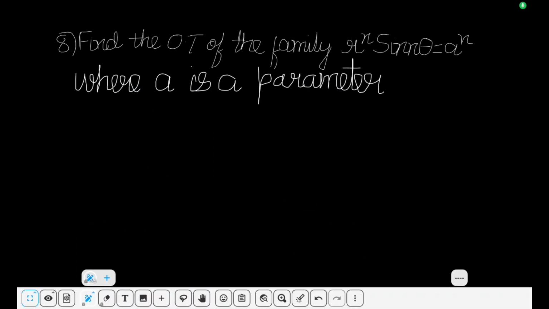Next question is, find the orthogonal trajectory of the family r power n sin n theta equals a power n, where a is a parameter.